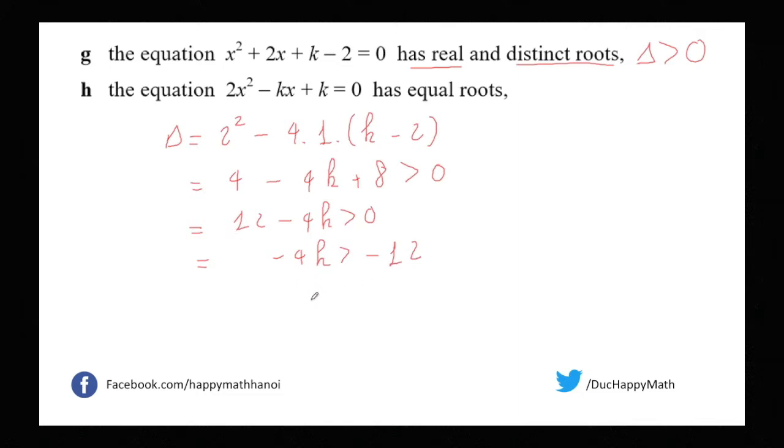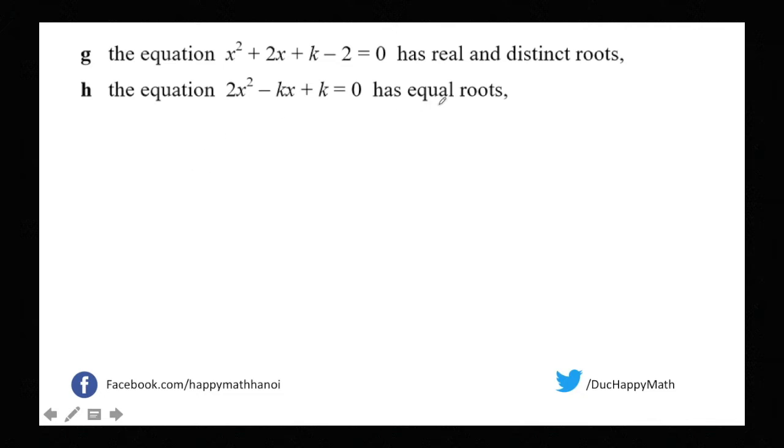So divide both sides of this inequality by minus 4. Because you divide both sides of the inequality by a negative number, you have to change the sign of the inequality from greater than to less than. So the final result is k will be less than 3. Yes, so k will be less than 3.